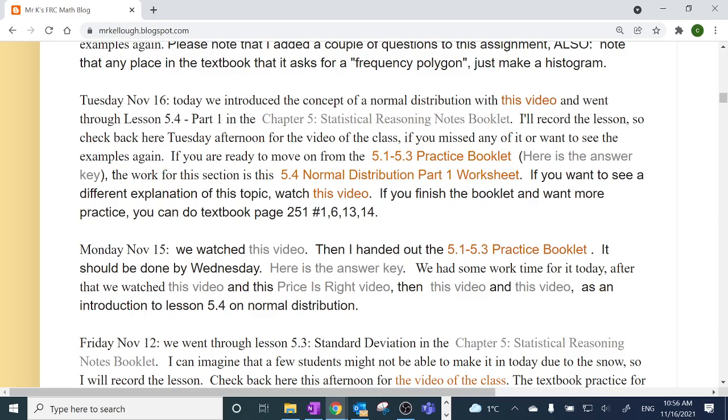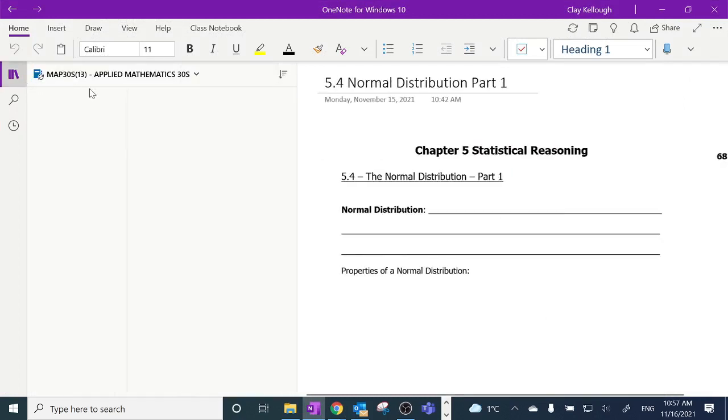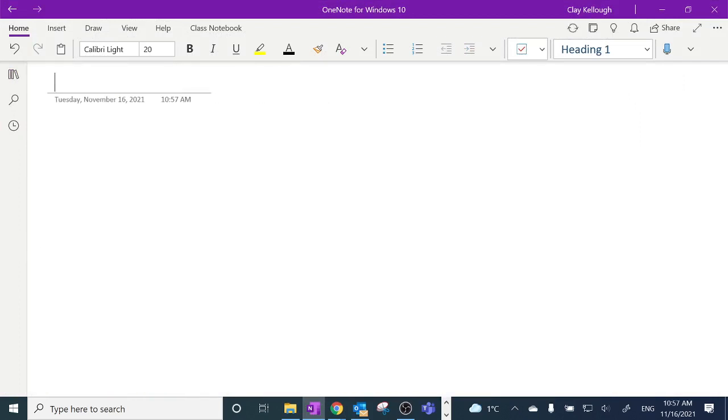Now we have an even more complicated idea here. This is, I think, where the rubber hits the road. First of all, let me just get a blank page here. Do I have a blank page? There, blank page. We saw in a video yesterday the concept of a density curve.